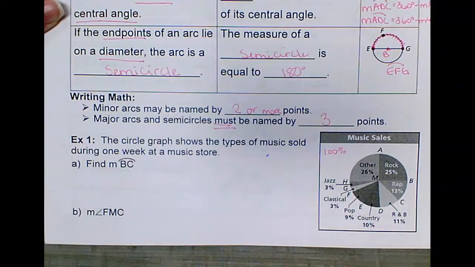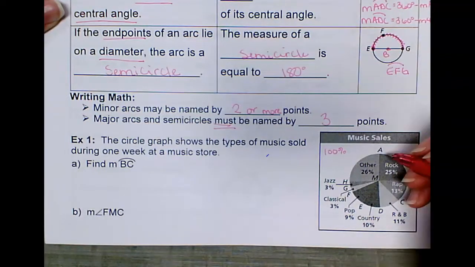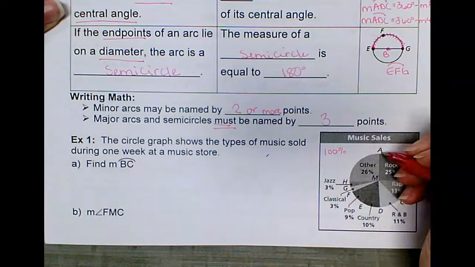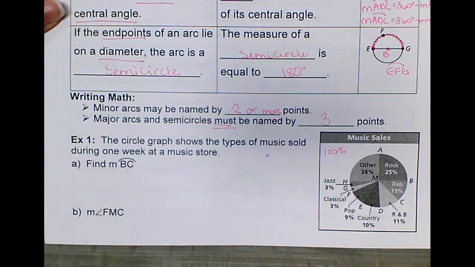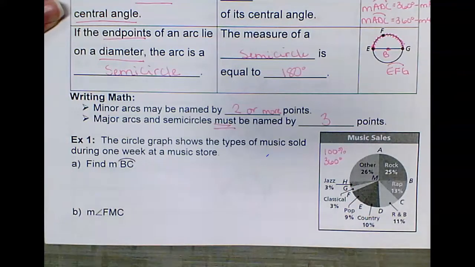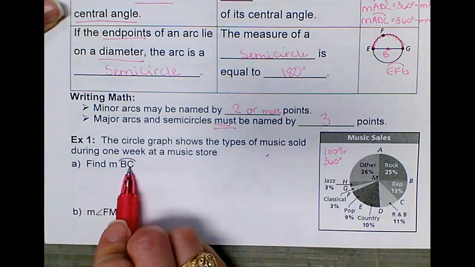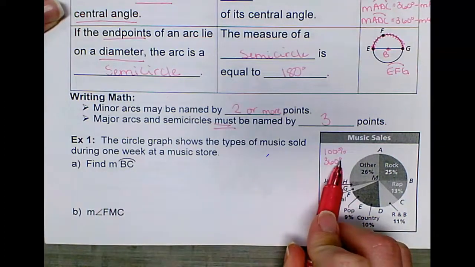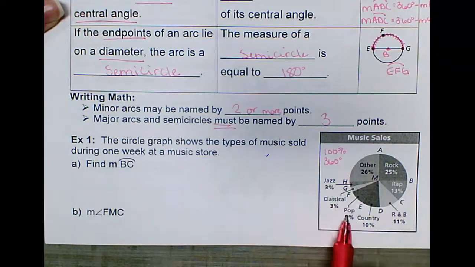But think about in degrees. If we think about a circle in degrees, because that's what arcs are measured in, then that circle in degrees would be 360 degrees. So if I'm asked to find the measure of arc BC, I better be giving my answer in degrees. But what I'm given in my problem is all percents. So I'm going to have to convert percents to degrees. And let's talk about how you do that.